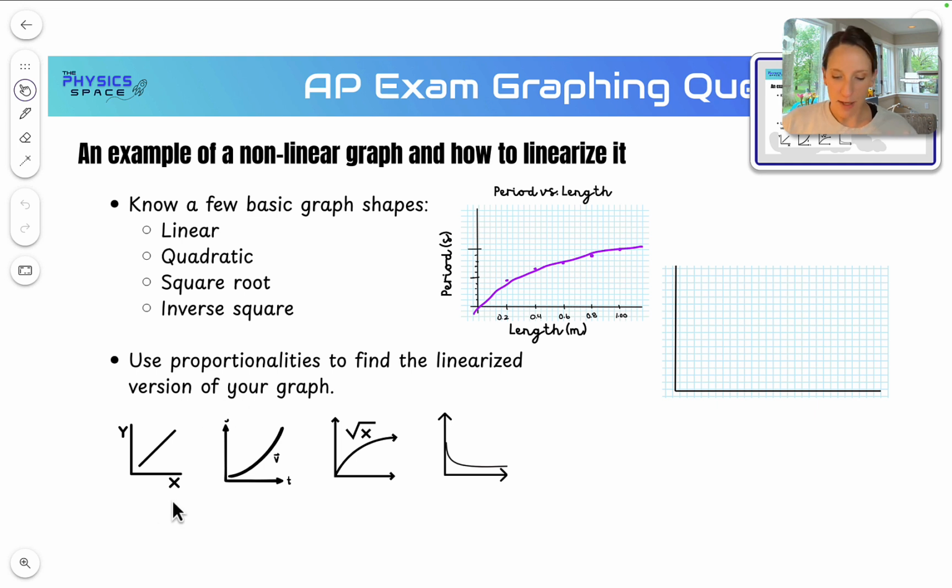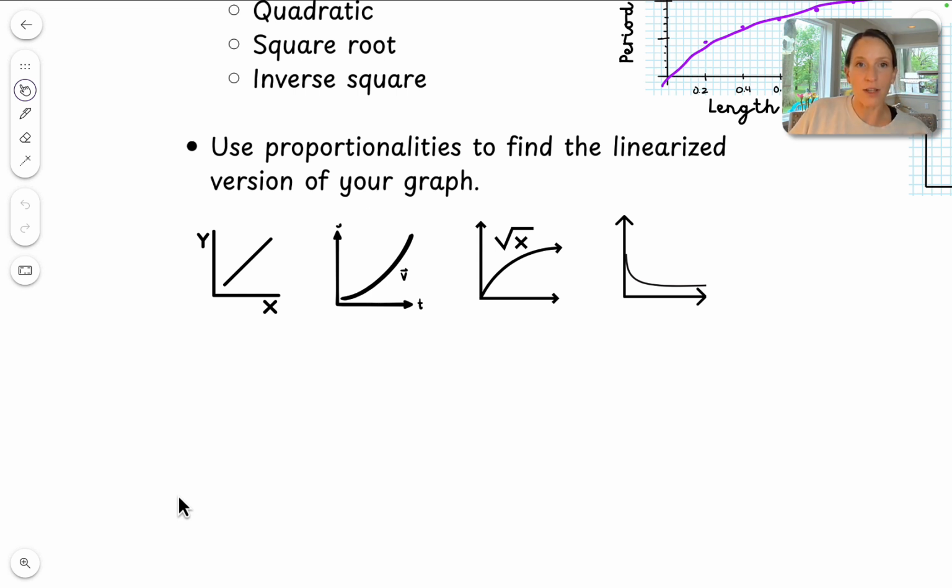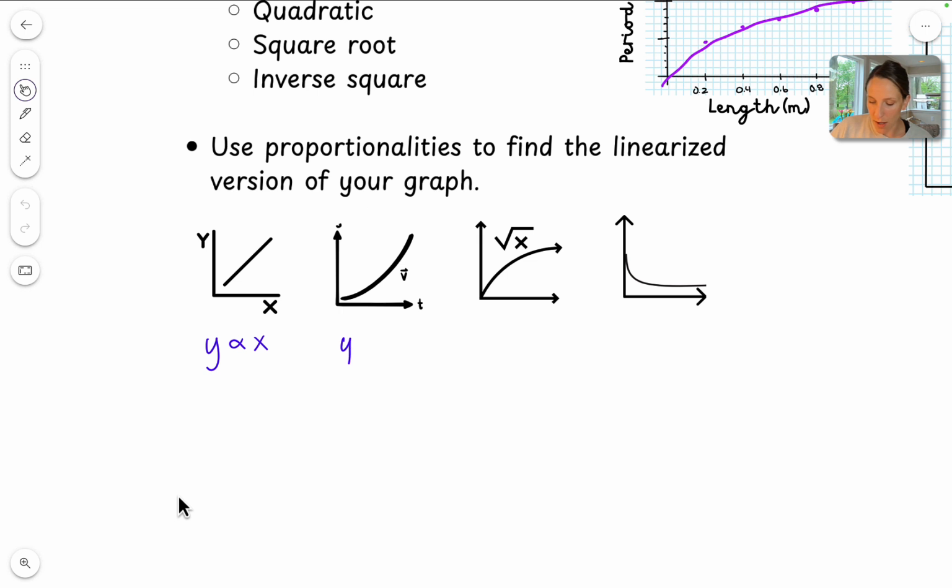So we want to know what it means to have a linear graph, because if we have a linear graph, that means whatever is on your y-axis is proportional to whatever is on your x-axis. So if you're graphing y versus x in a linear equation, you're going to get a linear graph. If you have a quadratic graph, that means y is proportional to x squared. So there we have this curve to our graph.